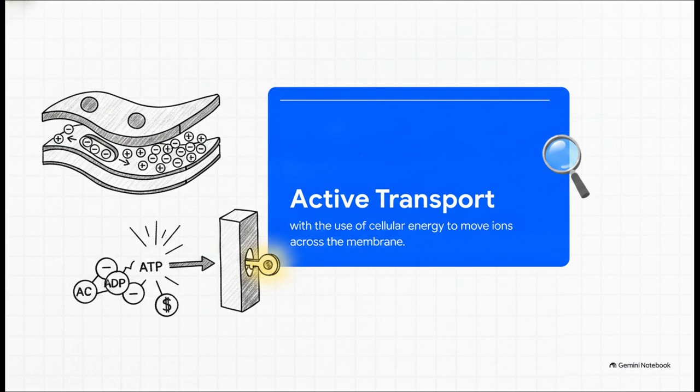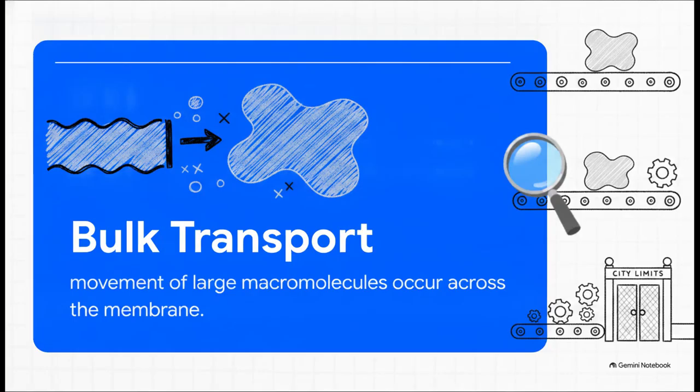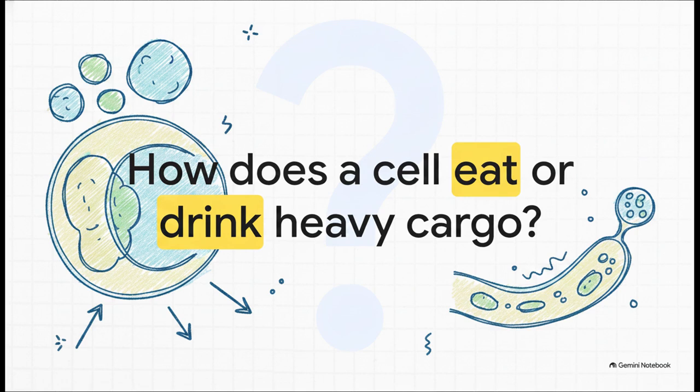And finally, Part 5, heavy cargo, or bulk transport. The notes define bulk transport as the movement of large macromolecules across the membrane. This is the special processing lane for moving truly massive payloads. We aren't talking about tiny sodium ions or simple water molecules slipping through anymore. We're talking about giant biological structures that require a completely different, much more dramatic set of logistics to get across our metaphorical city limits.